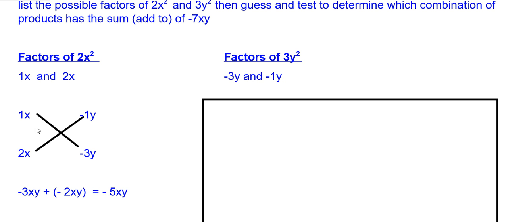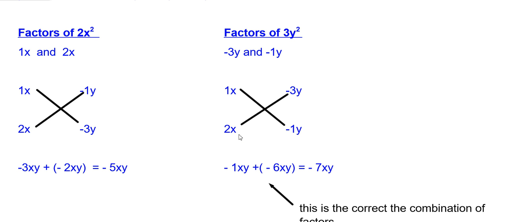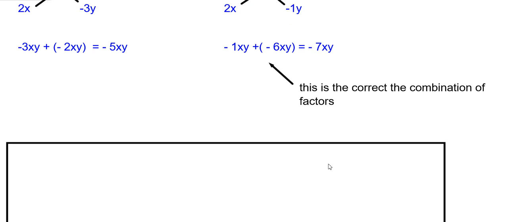This combination of factors doesn't work for what I need, so we're going to move on to a different set of factors. In order to move on to a different set of factors, we're just going to switch up which y value goes with which x value. So I now have 1x and 2x, didn't change them, but I flopped my 3y and my negative 1y. Reason I did that was they'll wind up in different sets of brackets if this works out. So 1x times negative 1y gives me negative 1xy. 2x times negative 3y gives me negative 6xy. If I add these two together, I do get negative 7xy, which is what I was looking for. So it is the correct combination of factors.